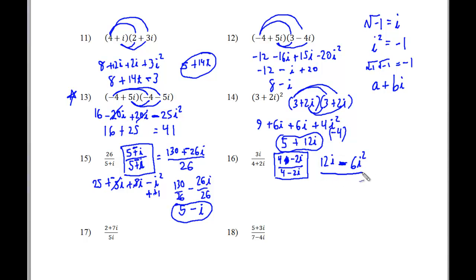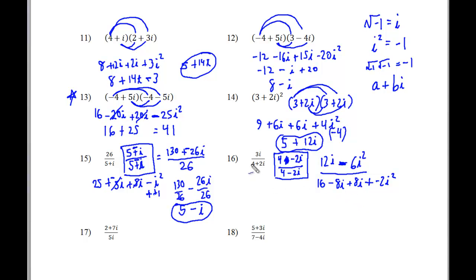All right, now that's my numerator. Now let's go FOIL our denominator. 4 times 4 is 16. 4 times negative 2i is negative 8i. 2i times 4 is 8i. And then we have 2i and 2i. Well, that's going to be a positive. No, it's going to be negative because negative 2 and positive 2 is going to be a negative 2i squared.